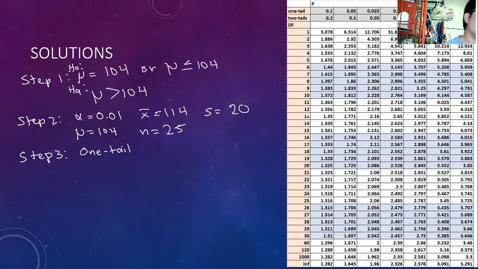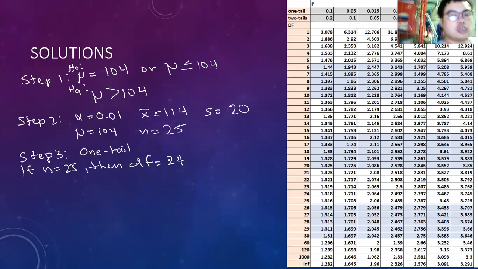Okay, since this is a one-tail test, now we're going to use this table, but before that, we're going to identify the degrees of freedom. If n is equal to 25, then our degrees of freedom is 24 because 25 minus 1 is 24. So that's how we find the degrees of freedom: we subtract 1 from the sample size.